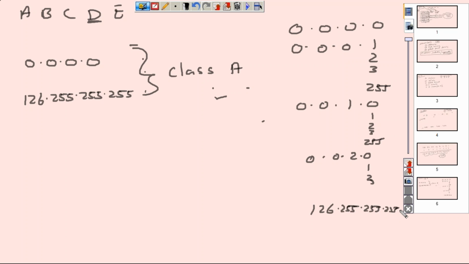So all the IP addresses between these, all the zeros and this, they are considered to be class A addresses, right? What do we have next? There's going to be a small gap here, which we'll talk about a little later.